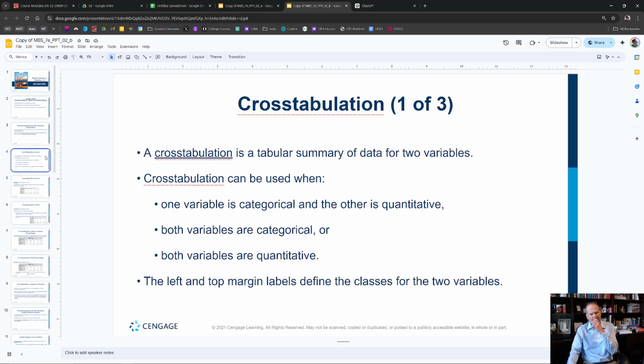And so cross-tabulation is a tabular, tabular is another word for table. It's a tabular summary of data.